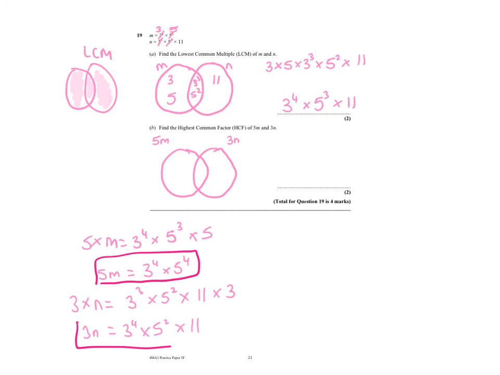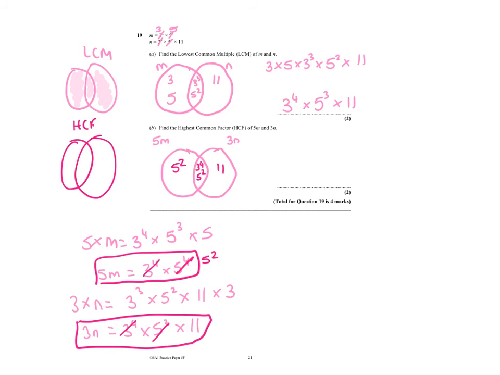These are my two that I'm now looking at. They have a highest common factor of 3 to the power of 4 in both, so that's going to go here. My highest common factor of 5 is 5 squared, so that now becomes 5 squared. So I'm left with 5 squared and 11. To find the highest common factor, I'm going to multiply everything that overlaps, the intersection. So I'm going to get 3 to the power of 4 times 5 squared.